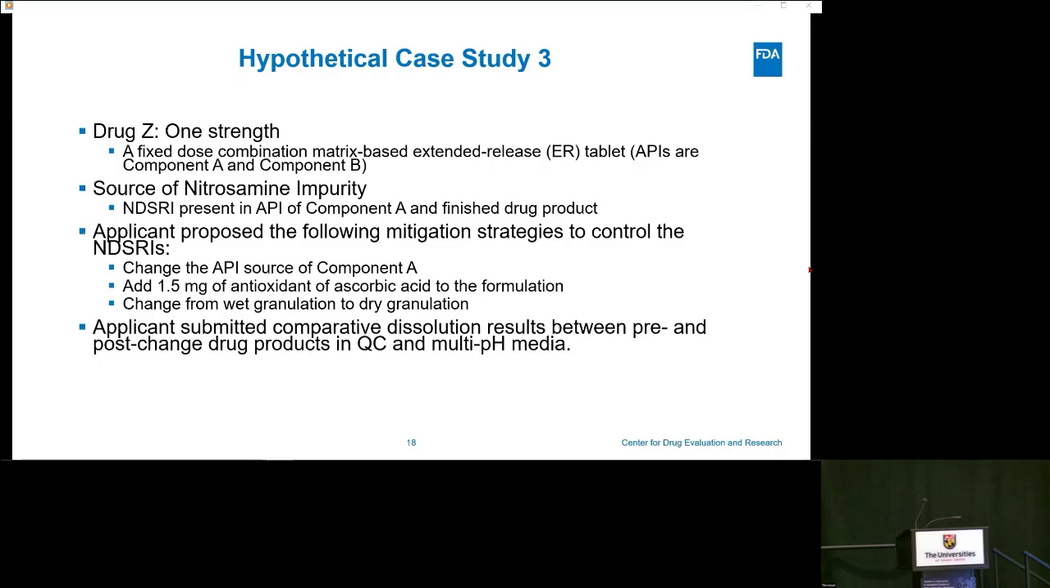The applicant proposed to change the API source of component A, add 1.5 mg of ascorbic acid to the formulation, and change from wet granulation to dry granulation in their manufacturing process. The applicant submitted comparative dissolution data between pre- and post-change drug products in QC and multi-pH media.